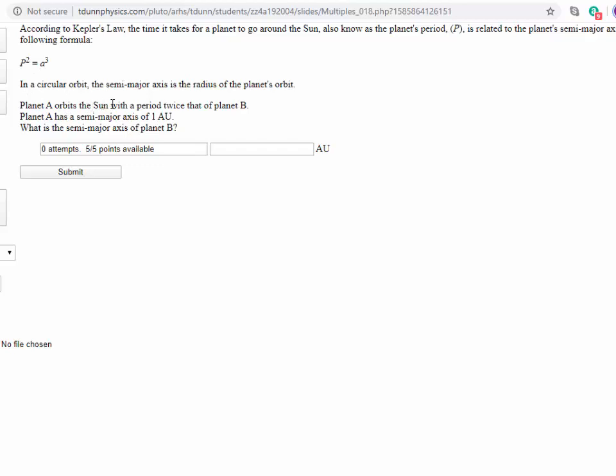Planet A orbits the sun with a period twice that of planet B. Now, since planet A takes longer to go around than planet B, we already know that planet A is farther from the sun than planet B. Planet A has a semi-major axis of 1 AU. What is the semi-major axis of planet B?